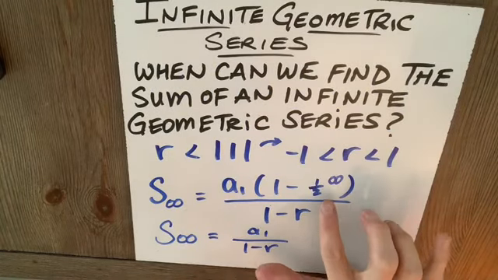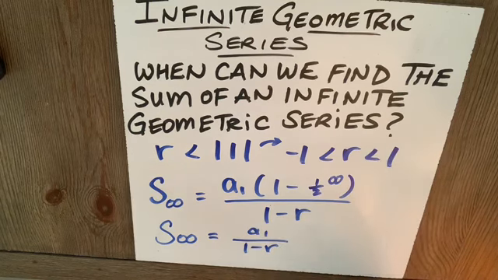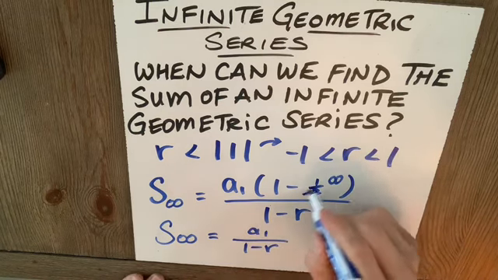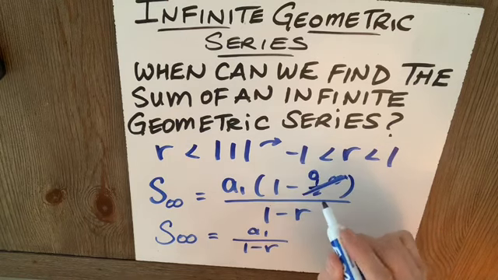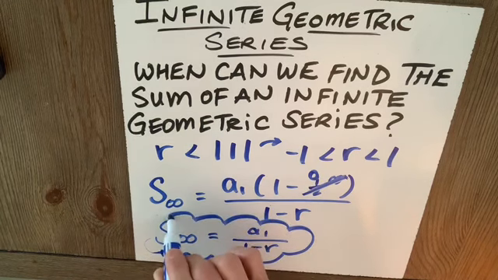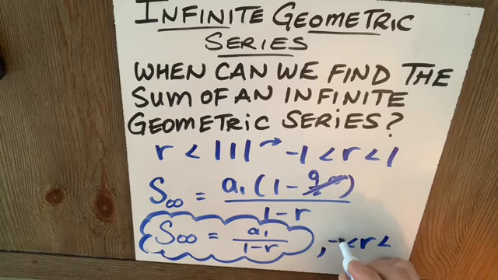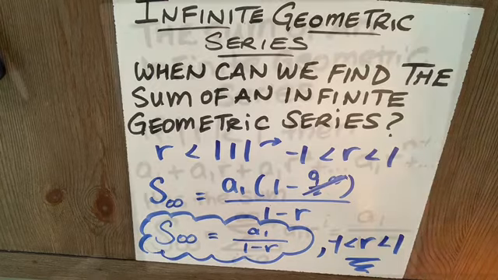So what happens when 1/2 to the infinity goes to 0? Look what happens to our numerator. If this is 0, then I have 1 minus 0 times A1, which is simply A1. So our formula actually simplifies to the sum of infinite terms is A1 over 1 minus R, provided R is between negative 1 and 1. This is the only time it works. Otherwise, our sum is infinity or undefined.